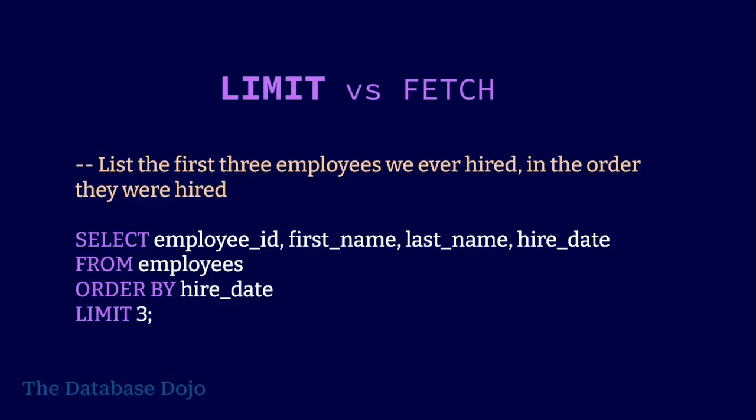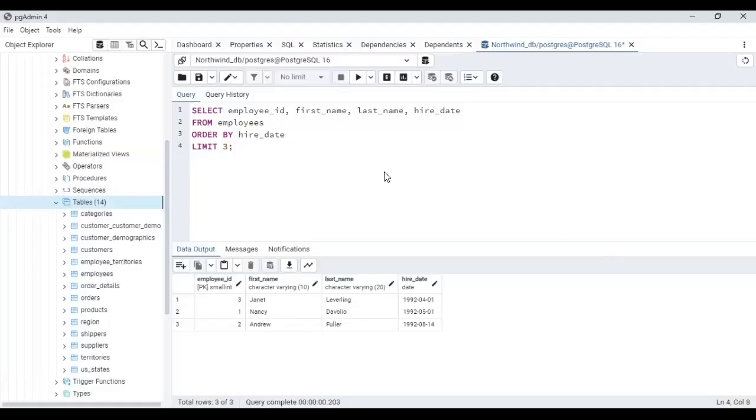Another way to get the same result is with the fetch clause. And let me show you how to do that. Let me go to PG admin again. To use the fetch clause, we're gonna remove the limit clause and do fetch the word first, the number of rows that you want to give. In this case, we want to give 3 rows. And you say the word rows and the word only. Let me go ahead and run this query.